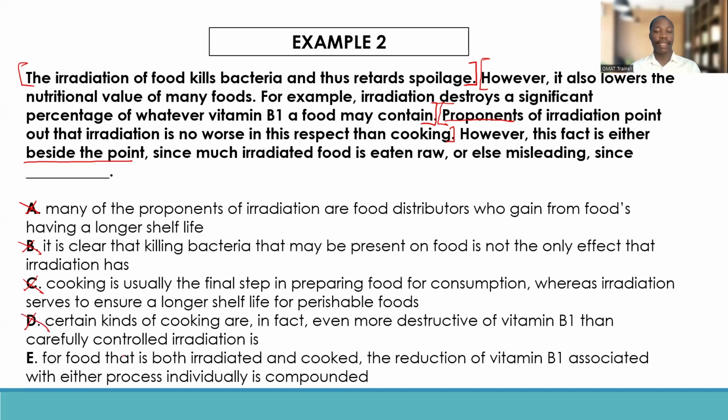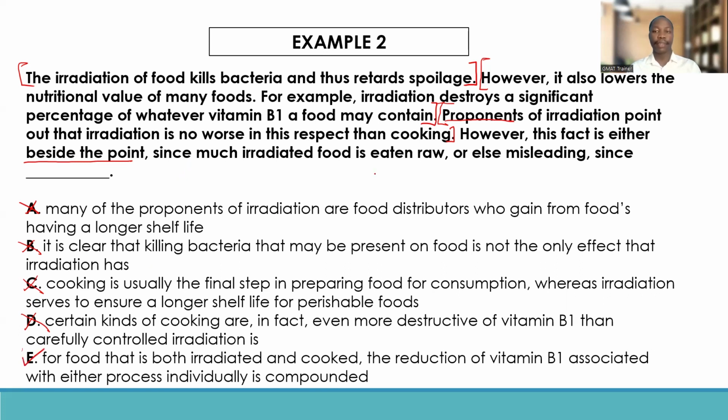E, for food that is both irradiated and cooked, the reduction of vitamin B1 associated with either process individually is compounded. Right? This, I believe, is correct because I've been told that the effects of irradiation are no worse than those of cooking. So if we combine those two procedures together, then again, I think we will compound the effects that you would get if you had gone with one of the methods provided. So the correct answer to this is E.